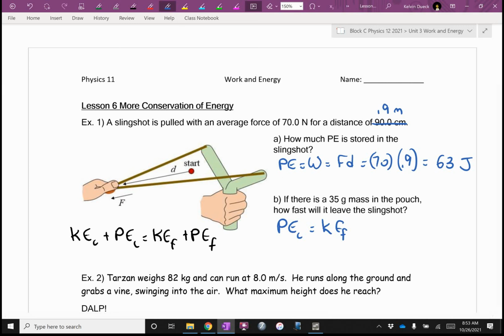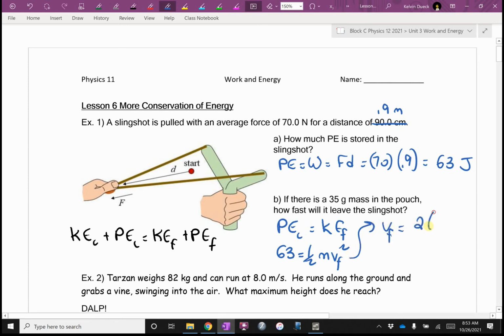What's the potential initial? 63. That equals a half m v final squared. This is the same math that you were doing in the lab to figure out your launch speed and your impact speed. You knew how much potential energy there was. You knew the mass of the object. How would I get the v by itself? Times by 2, divide by m, square root, or Owen, divide by 0.5 and m, square root.